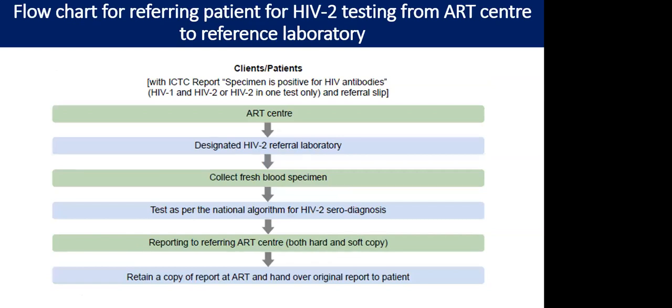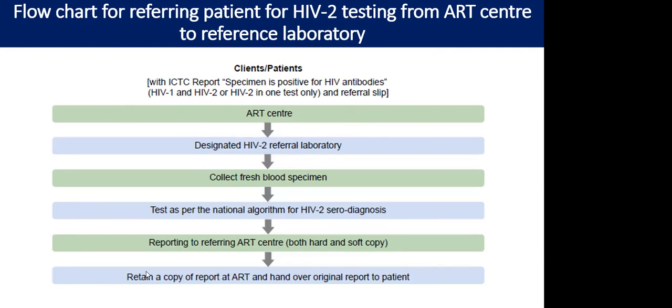So this is the flow chart for referring the patient. The clients or patients with an ICTC report, where the specimen is positive for HIV antibodies, either HIV-1 and HIV-2 or HIV-2 in one test only, along with a designated referral slip that comes from the ART center, go to the designated HIV-2 referral laboratory. All ART centers must know their referral pattern.